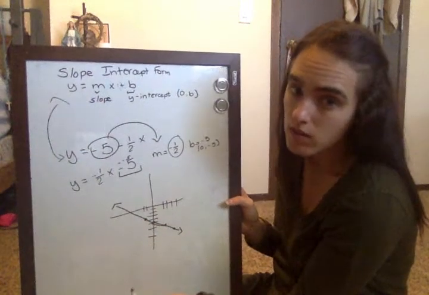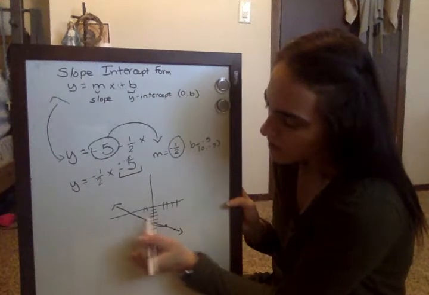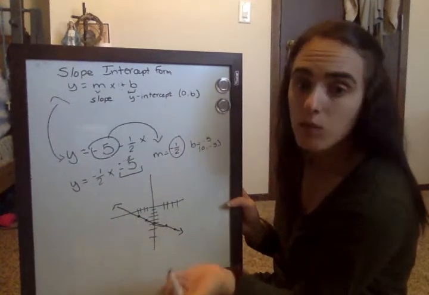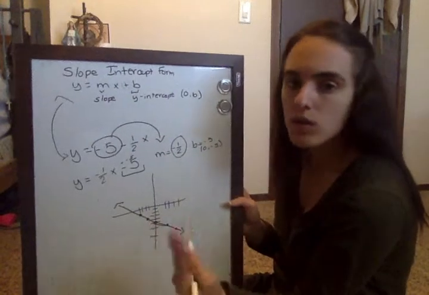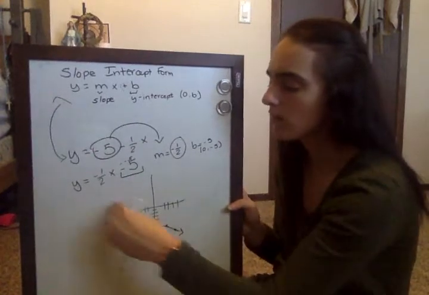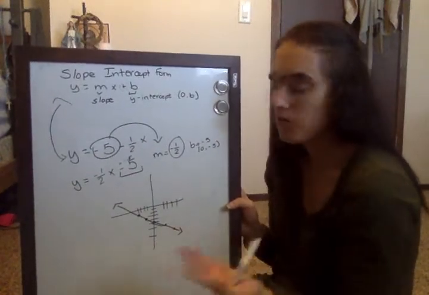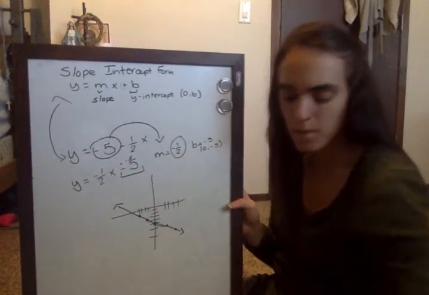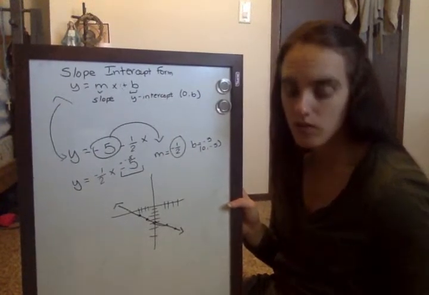Still a point on the line. What if I went up 1 and to the right 2 again? Still a point on my line. See, it doesn't matter which one you make negative. As long as one of your numbers has a negative, it'll still be correct on your line. It just depends if you're going towards the left or towards the right.